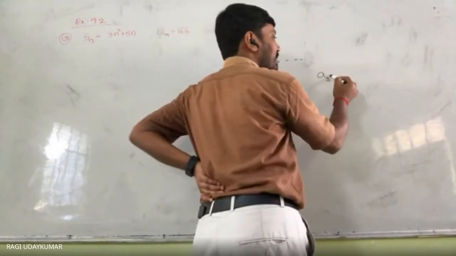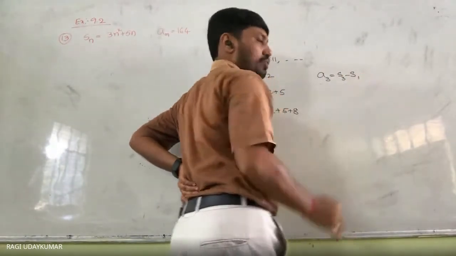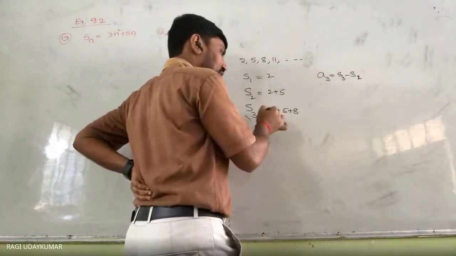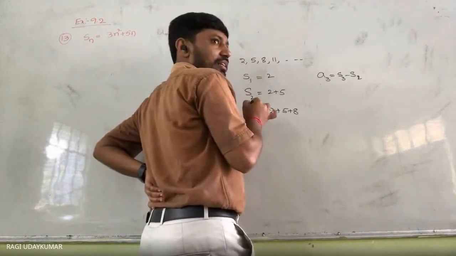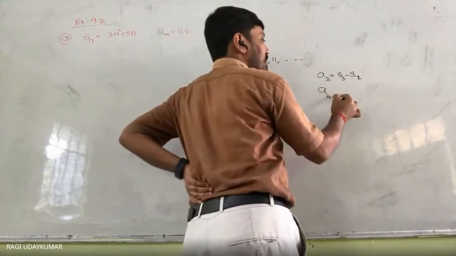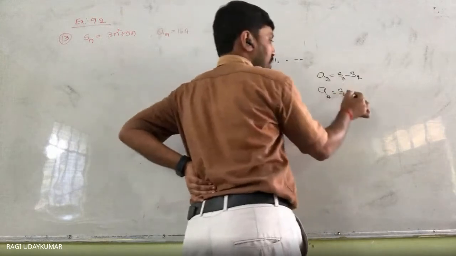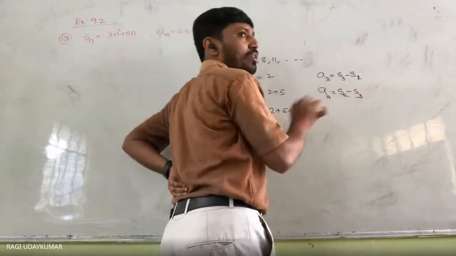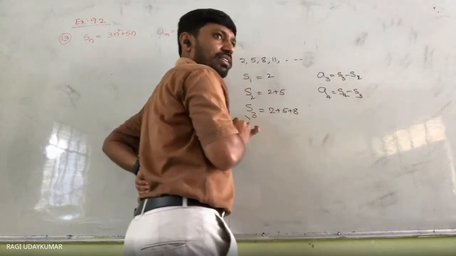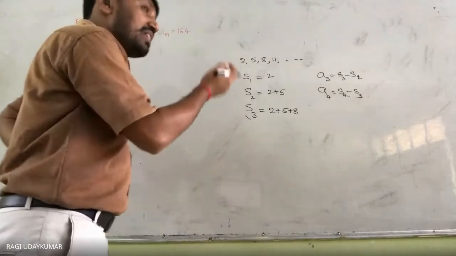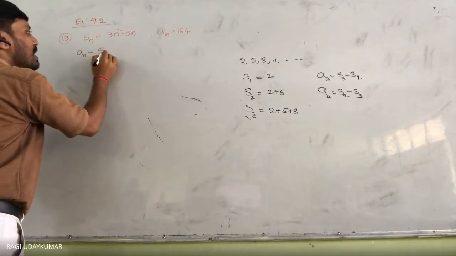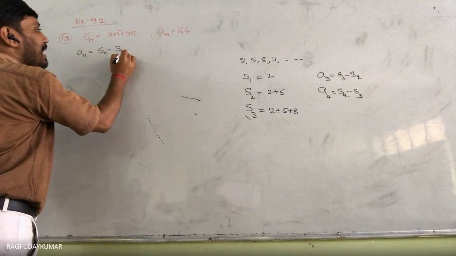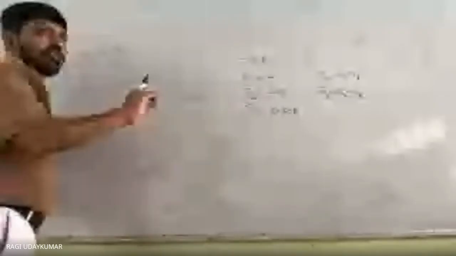If I want A3, can I do S3 minus S2? S3 means this whole thing; from this, subtract S2, then these two cancel, and 8 comes, the third term. If you want the fourth term, add the first 4 terms minus the first 3 terms, then the fourth term comes. In the same way, for the nth term: an is equal to Sn minus Sn minus 1, sum of the n terms minus sum of the n minus 1 terms. From this the nth term comes.